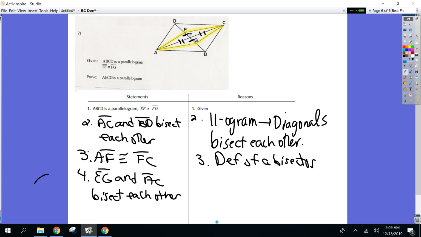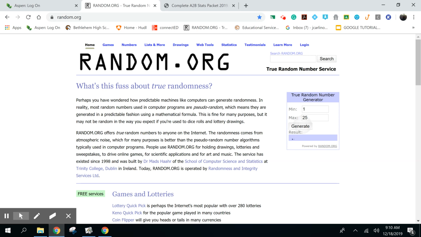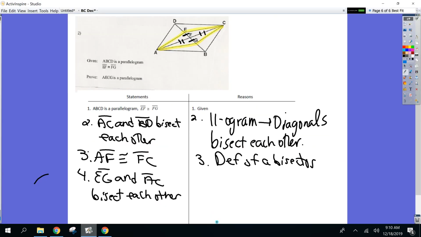What's going to be a good reason? Remember, we just did this on homework. I gave Logan a real hard time about this. How do you know they bisect each other? What's up there? 1, because EF is congruent to FG, but they bisect each other, so also AF is congruent to FC. There you go. You've got to have these little details in there.